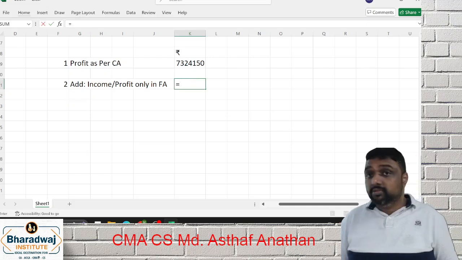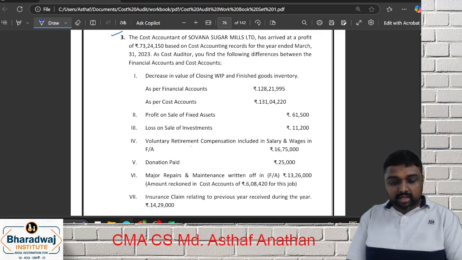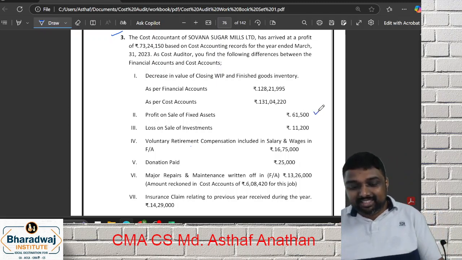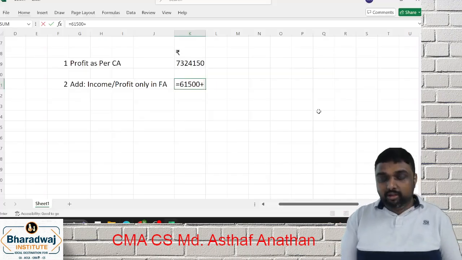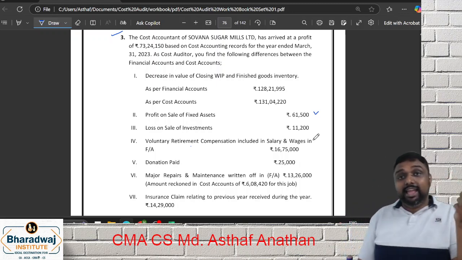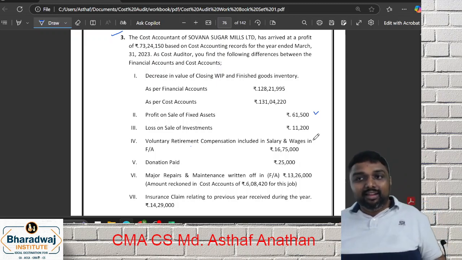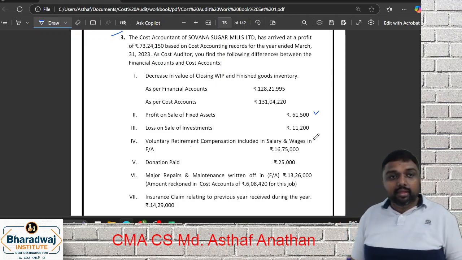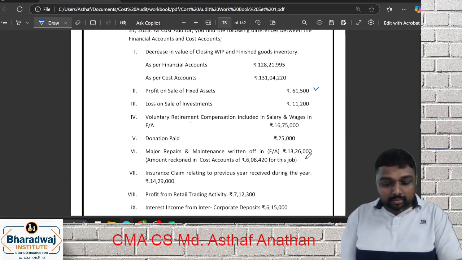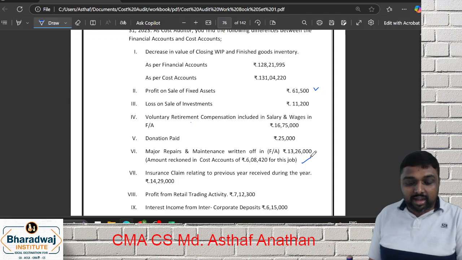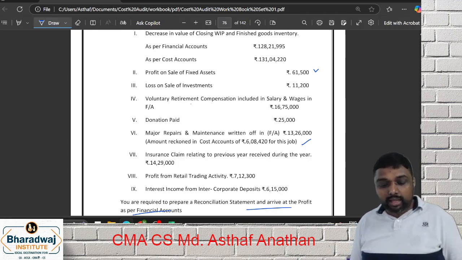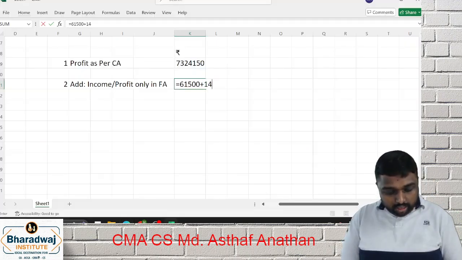We are discussing only. Stock we'll discuss last. Very easy. Profit on sale will be added: 61,500. Loss will be taken separately. Voluntary retirement compensation is an expense or an income? VRS is an expense, so that won't come. Donation paid is an expense. This is a case of under recovery, that will be taken separately. Insurance claim, it's a claim you are getting, so it's income: 1429.